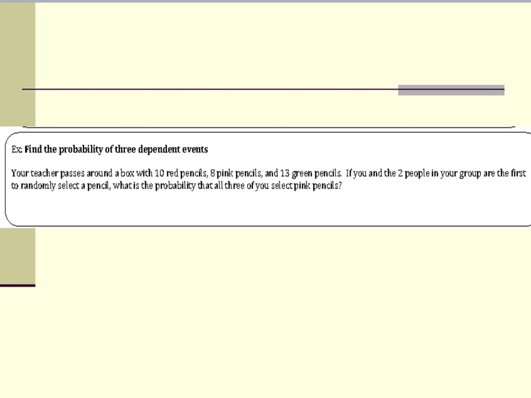Next says your teacher passes around a box with 10 red pencils, 8 pink pencils, and 13 green pencils. If you and the 2 people in your group are the first to randomly select a pencil, what's the probability that all 3 of you selected pink pencils? So we've got 3 things happening, so I'm going to write a fraction bar for all 3 of my things, and we're going to multiply them together. If you add it up, we have 31 total pencils to choose from. So the first person who chooses has 31 pencils to choose from, and we want them to have a pink. So there's 8 out of 31 chance that they'll choose a pink pencil.